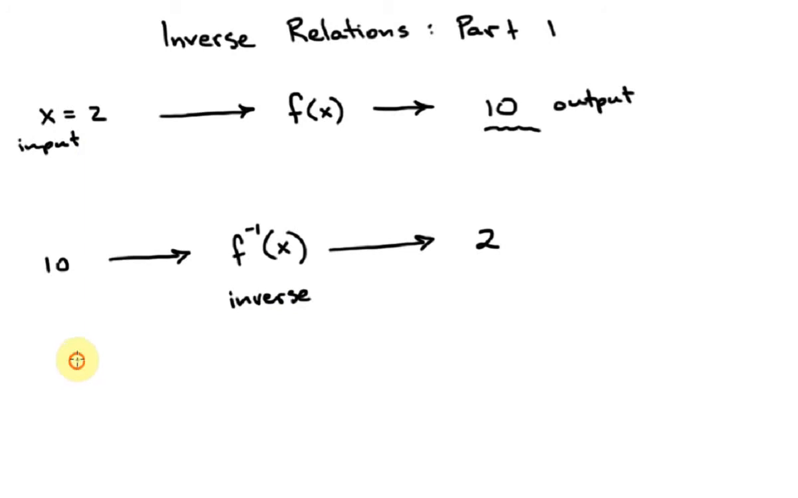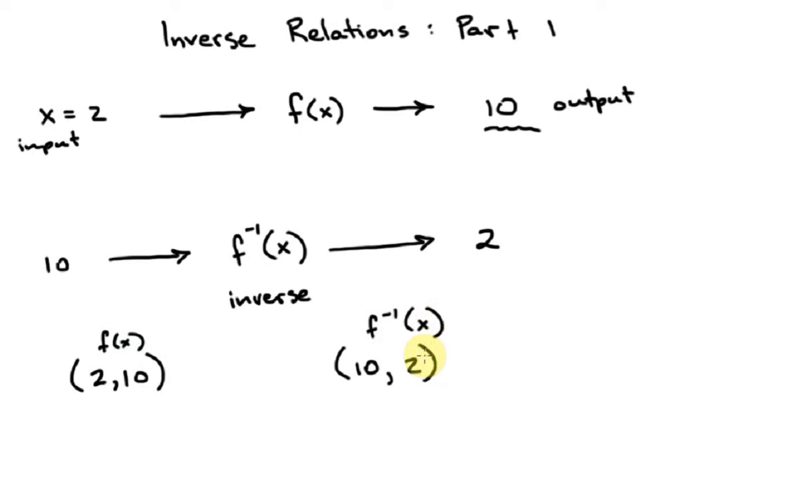In other words, in the original function, this was a point on the graph. So that means that a point on the inverse would look like this. When we plugged in 10, it took us back to 2. So this would be our original function, and this would be a point on the inverse function or relation.